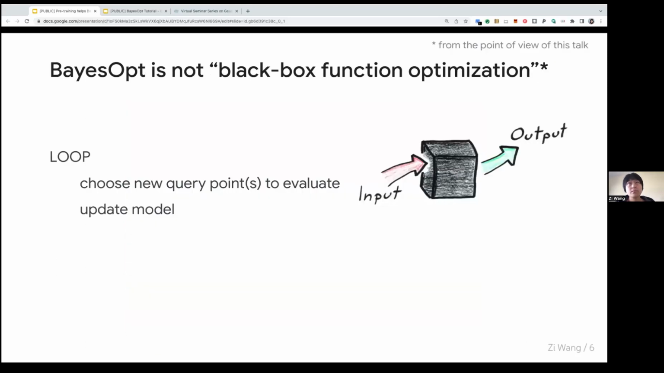All right, so this might be a little controversial, but from the point of view of this particular talk, I wouldn't consider Bayesian optimization as a black box function optimization approach. And let me expand a little bit.